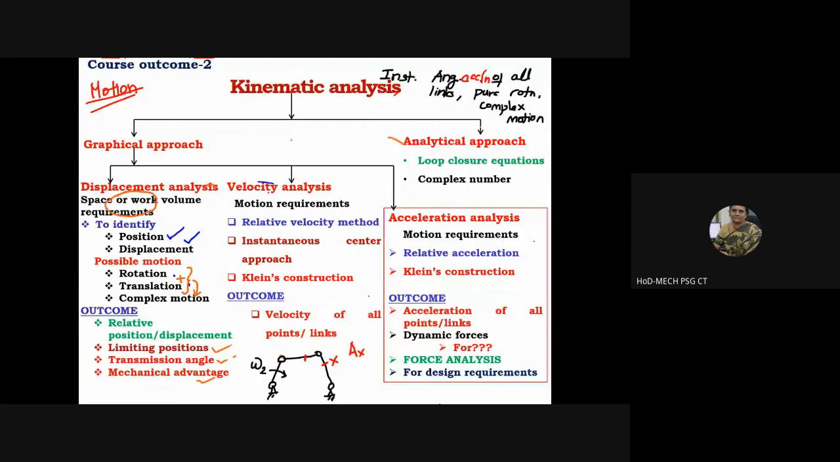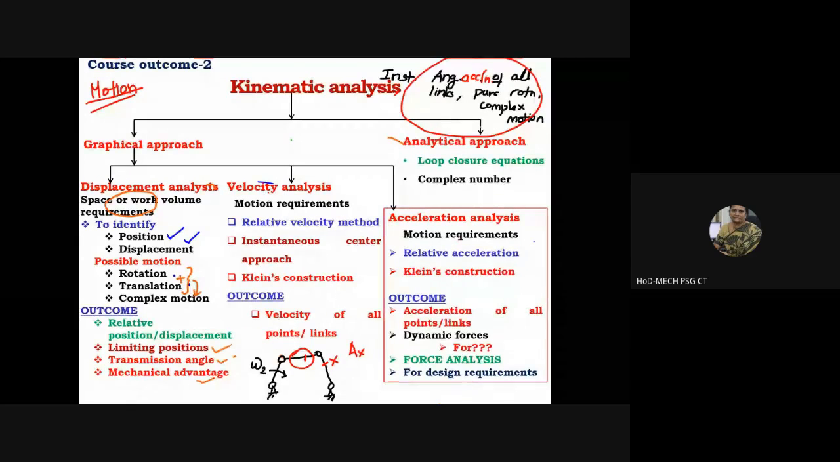Please read the outcome. It says velocity of all points or links, all points on any of the links. When it comes to links like this, it is angular velocity. Then, when it is acceleration analysis, the aim is to find out the instantaneous angular acceleration of all the links that undergo pure rotation or complex motion, and the linear acceleration of sliders if they are present, and linear acceleration of any point on the mechanism. So these are what is possible with the kinematic analysis.